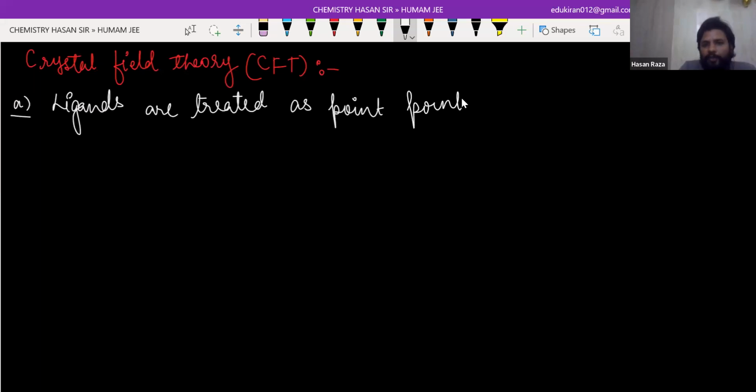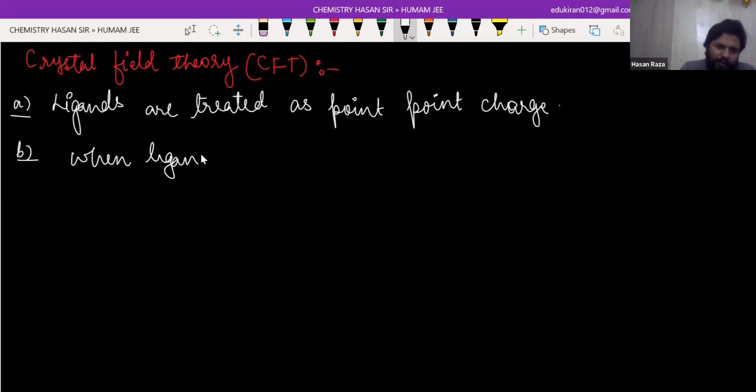Ligands here are treated as point charges. As you know, ligands will have a lone pair or negative charge, so they are point charges. The second point is also very important. First I'm going to write it, then I will explain. You can write with me.